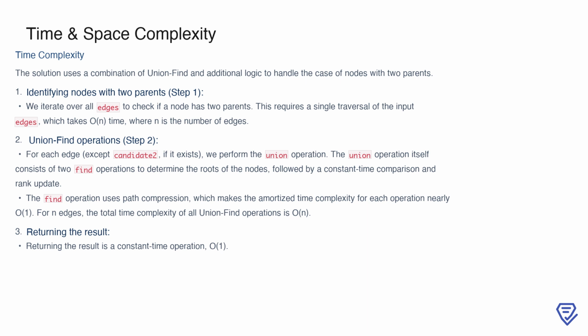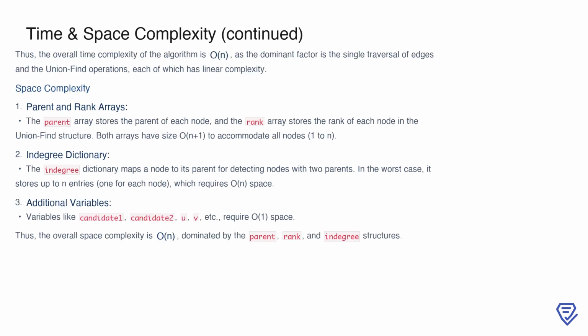These components together form the basis of the algorithm's time complexity. Combining these steps, the overall time complexity of the algorithm is O(n). The dominant factors contributing to this are the single traversal of edges and the union find operations, both of which scale linearly with the number of edges.